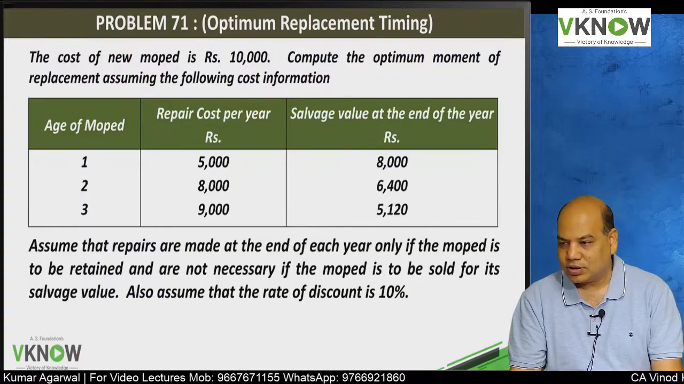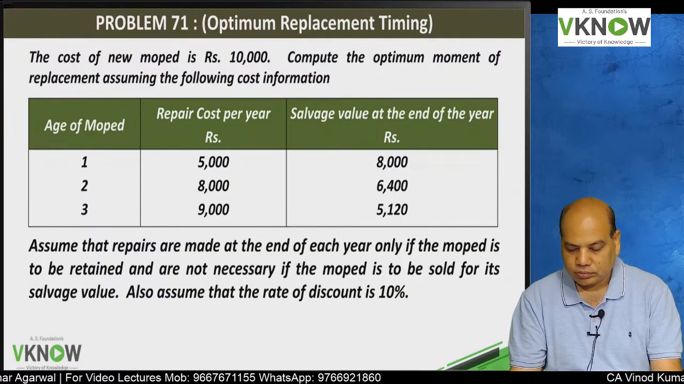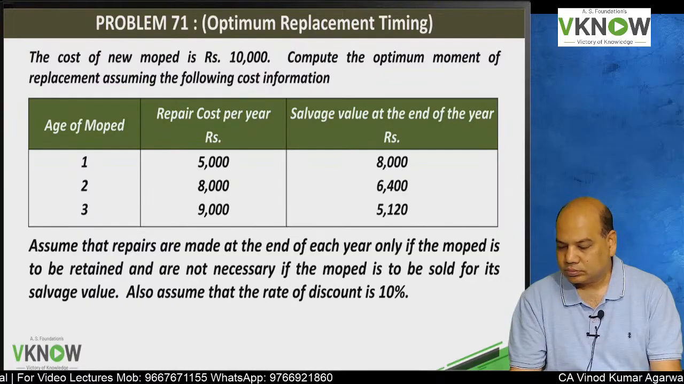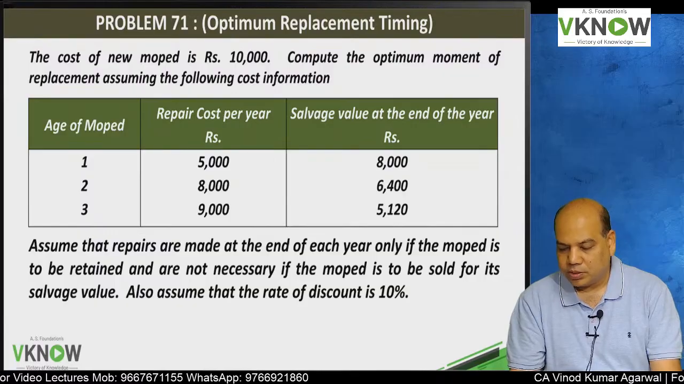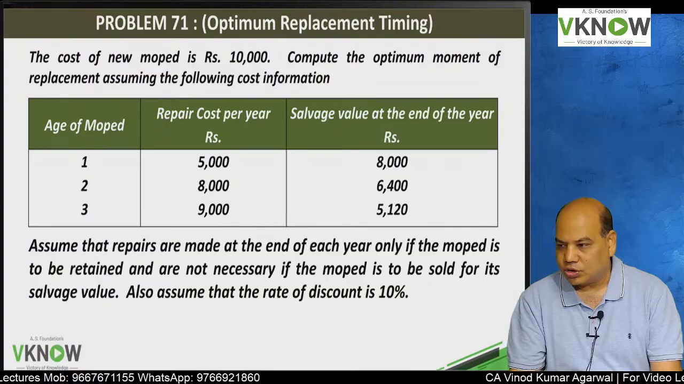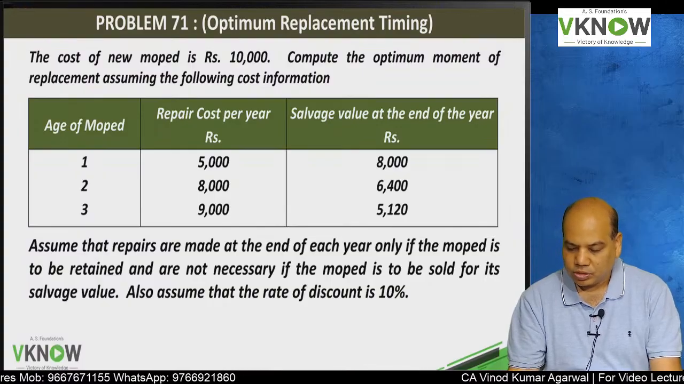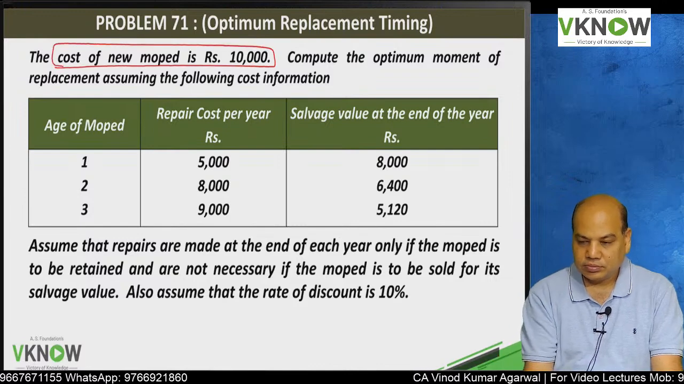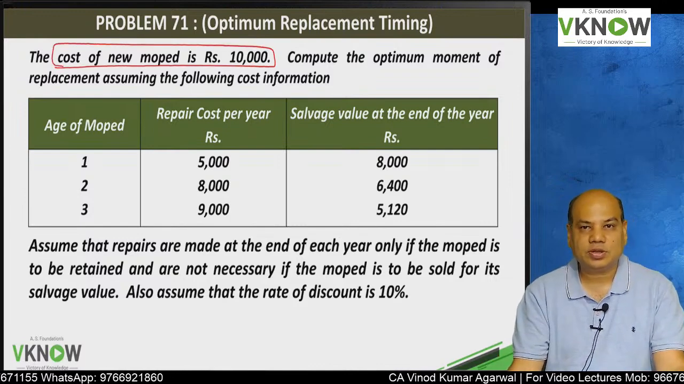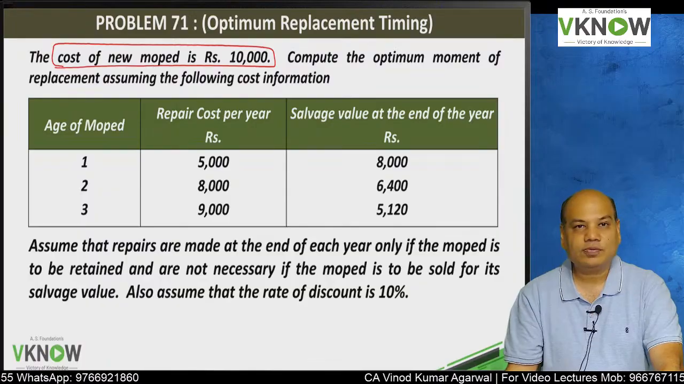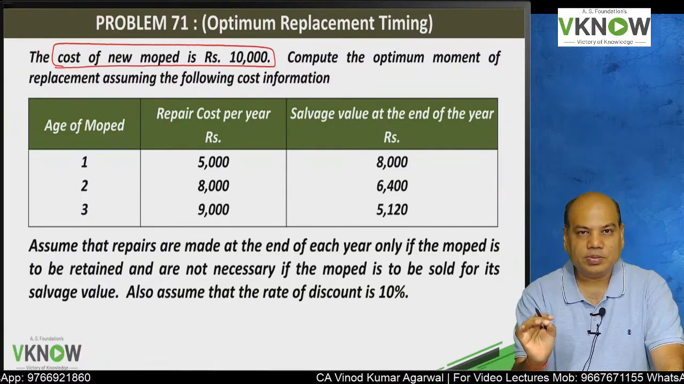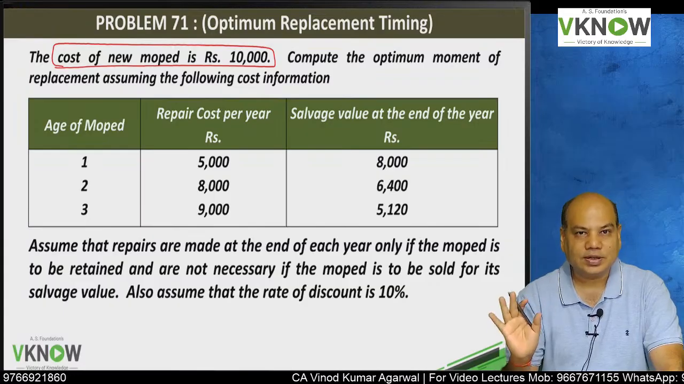Come to question number 71. The cost of the new moped is rupees 10,000. Compute the optimum moment of replacement assuming the following cost information. So whenever you buy this moped, it will cost you 10,000 rupees and you have to find out when it should be replaced. So it is the optimum replacement cycle of an asset.